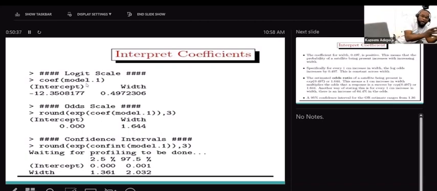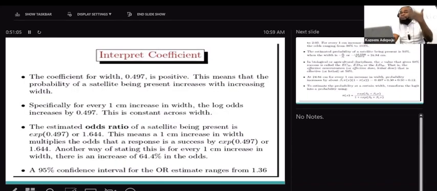The regression output will give you log odds. If I'm interested in odds, what am I going to do? I will exponentiate. Exponentiating that and rounding it to 3 decimals gives me 0.001644, an odds estimate. Then I can get the confidence interval for that. That is what you see here. Then how do we interpret that?